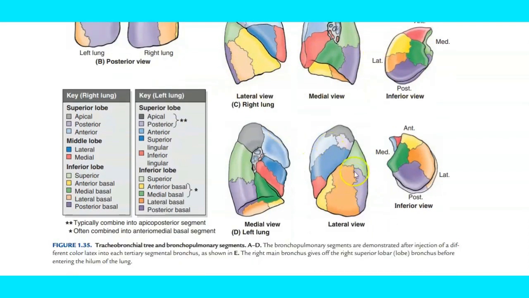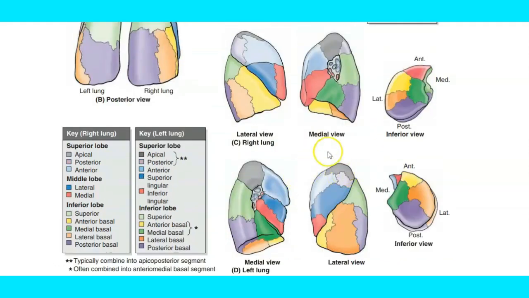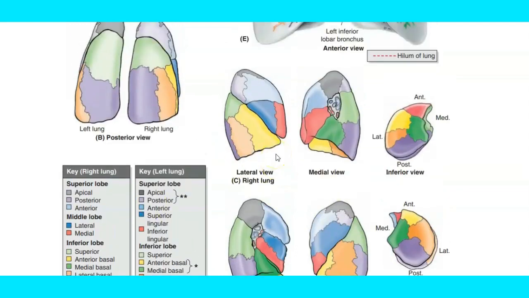Now when we go to the left side, let's number now. Apical 1, posterior 2, anterior 3, superior lingual 4, inferior lingual 5, then for the inferior lobe, superior 6, then the anterior 7, medial 8, then you have your lateral 9, and then the posterior 10. So I believe you got this right. So you have in all 10 bronchopulmonary segments.